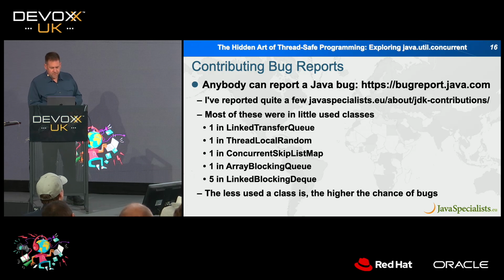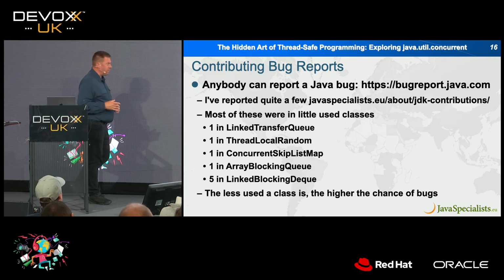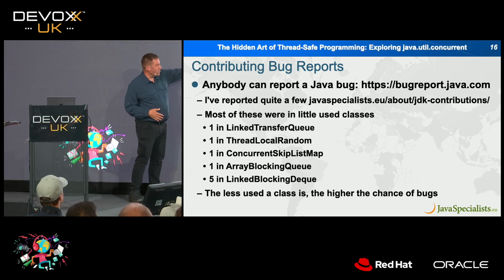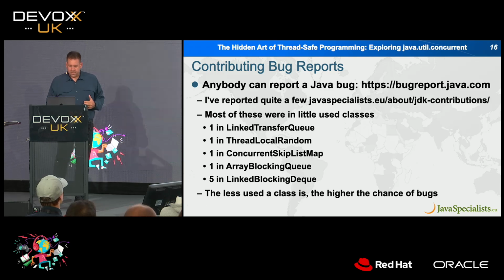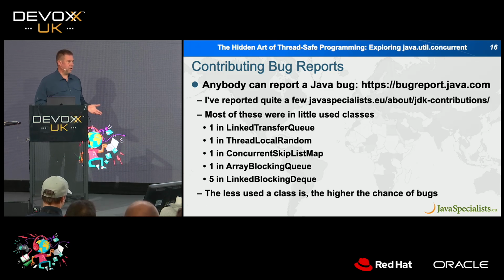And so normally very few people, except for this crowd, use LinkedBlockingDeque. They use LinkedBlockingQueue. And so I've never found any bugs in LinkedBlockingQueue or ConcurrentHashMap. So usually the less used the classes, the higher the chance of bugs, which haven't been found. I mean, we know this stuff.